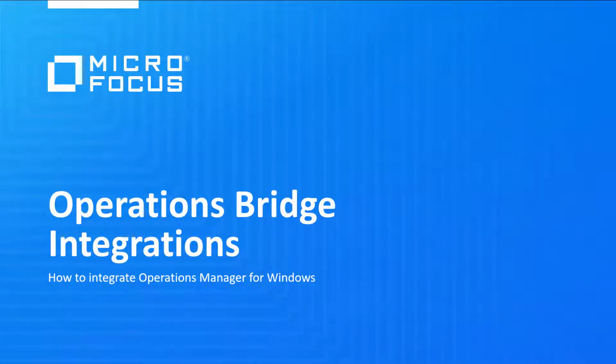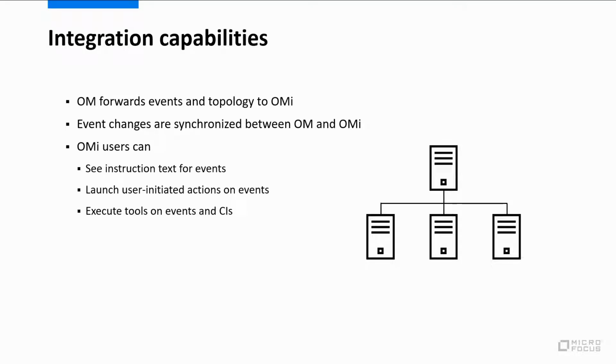In this video, you will learn how to integrate HP Operations Manager for Windows so you can use OMI as a single pane of glass for monitoring across the IT enterprise. After configuring the integration, you will be able to forward events and topology from OM to OMI. Any changes to those events are synchronized between OM and OMI.